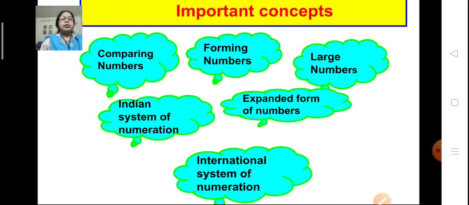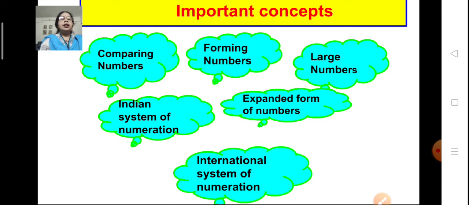Then large numbers, how they are formed, Indian system of numeration or Indian place value system, and how to expand the numbers based on Indian place value system, and also international system of numeration. And then we will solve some important problems of exercise 1.1.